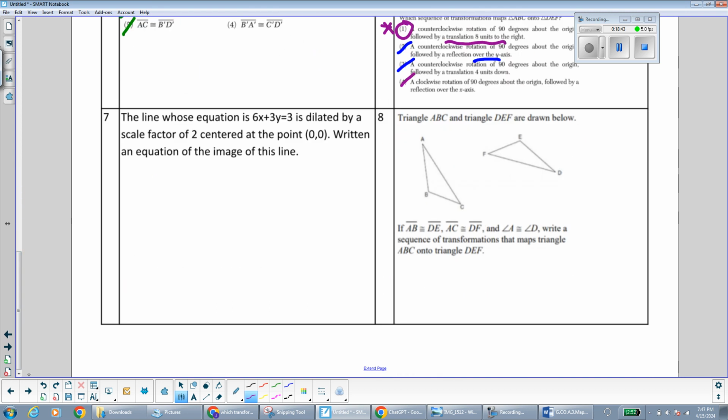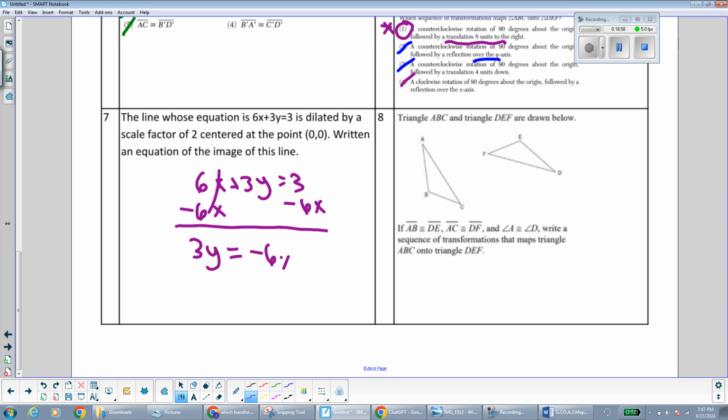For number 7, the first thing we need to do is take the equation of the line and put it into y equals mx plus b form. So I'm going to subtract 6x from both sides. And now I'm going to divide everything by 3.